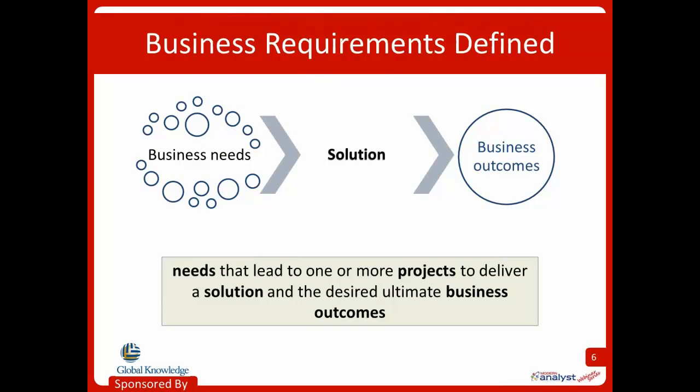So what are business requirements? Well, I like to think of them as a set of information that in aggregate describes a need that leads to one or more projects to deliver a solution, and then ultimately the desired business outcomes. So essentially they describe why the organization is implementing the system, or another way to think about it, what's the business benefit the organization hopes to achieve out of it. So it's a very simple definition, but boy, there's a lot of meat in that definition, certainly.